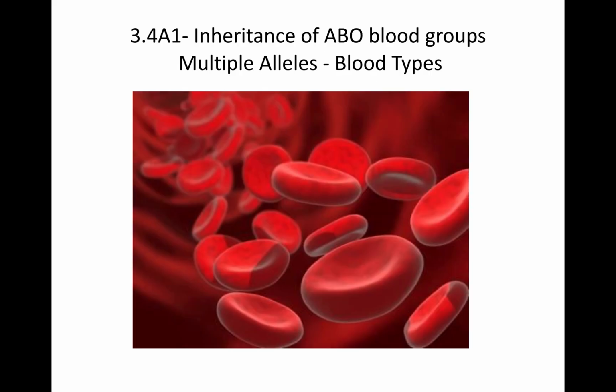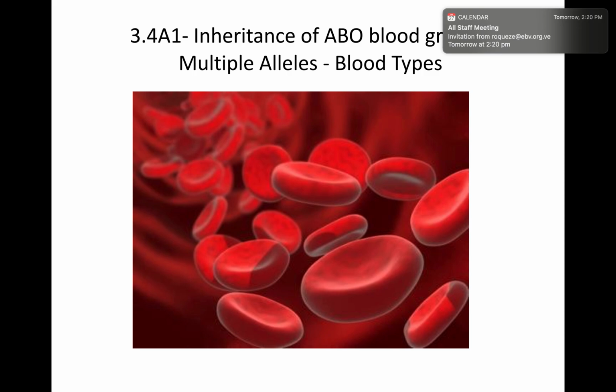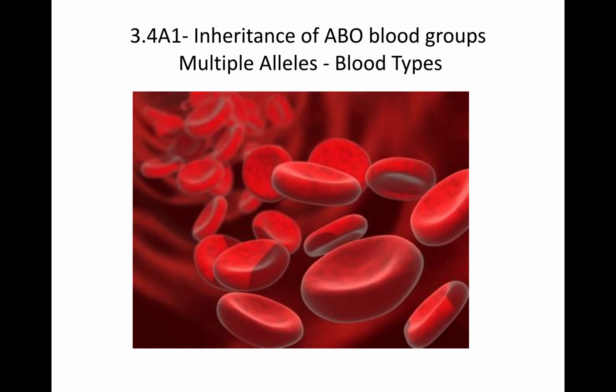So let's use the example when we're talking about codominance. We also can use it to talk about multiple alleles. So sometimes some traits are not as simple as just being homozygous, or dominant or recessive. Sometimes they are more complicated than that.